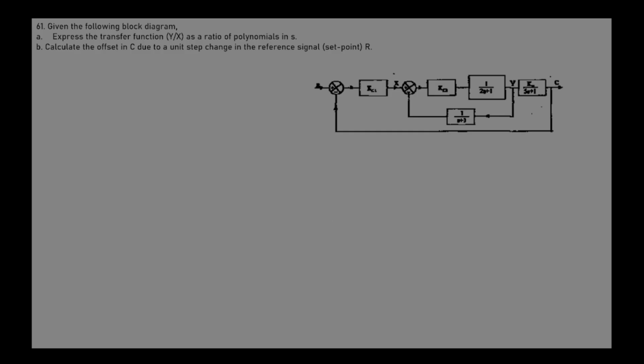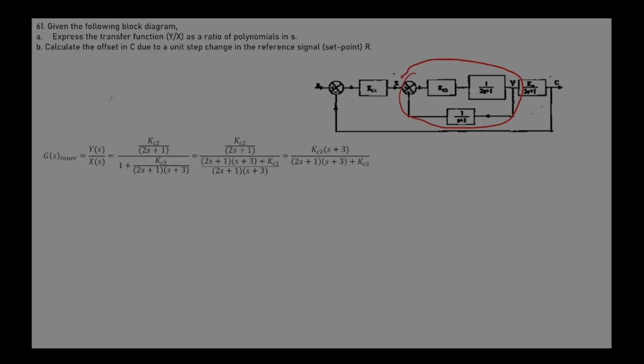This is also a very easy question. So first we will see, given the following block diagram, express the transfer function Y upon X as a ratio. So Y upon X is, first we will solve this inner loop. That's why I have written Y upon X.